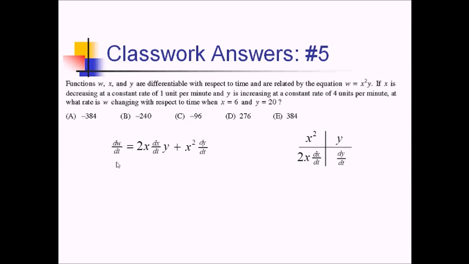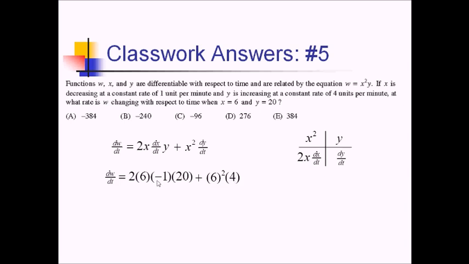So we have dw over dt equals 2 times x, which is 6, times dx over dt. Now they said x is decreasing at a constant rate of 1 unit. So that means dx over dt is going to be negative 1. And now y, they told us, was 20. Now for x, again, they said that was 6, so we got 6 squared. And dy over dt, they said that y is increasing at a rate of 4, so that's going to be 4. And at this point, we're just crunching the numbers.